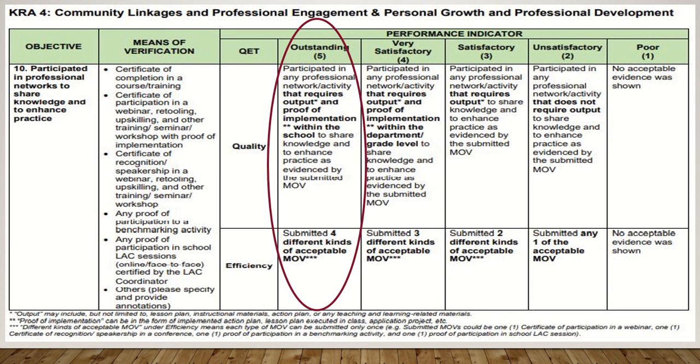To be rated 5, the teacher must have participated in any professional network activity that requires output and proof of implementation within the school to share knowledge and to enhance practice as evidenced by the submitted MOV. And to be rated 5 for the efficiency, you have to submit 4 different kinds of acceptable MOVs.